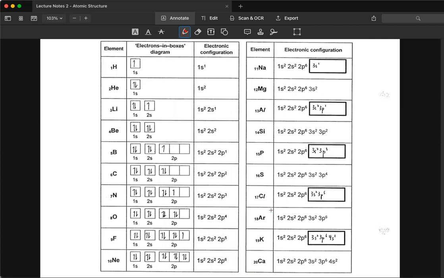Just to take note, for the last two, potassium and calcium, we fill up the 4s and not the 3d, because 4s is of a lower energy level.